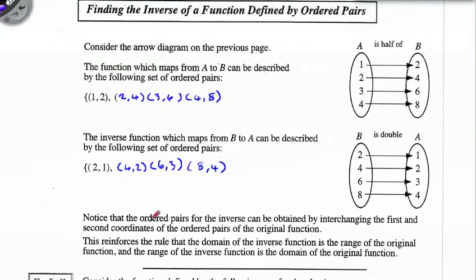So that's what it says here. Notice that the ordered pairs for the inverse can be obtained by interchanging the first and second coordinates of the ordered pair of the original function. This reinforces the rule that the domain of the inverse function is the range of the original function, and that the range of the inverse function is the domain of the original function. Just swapping x and y values.